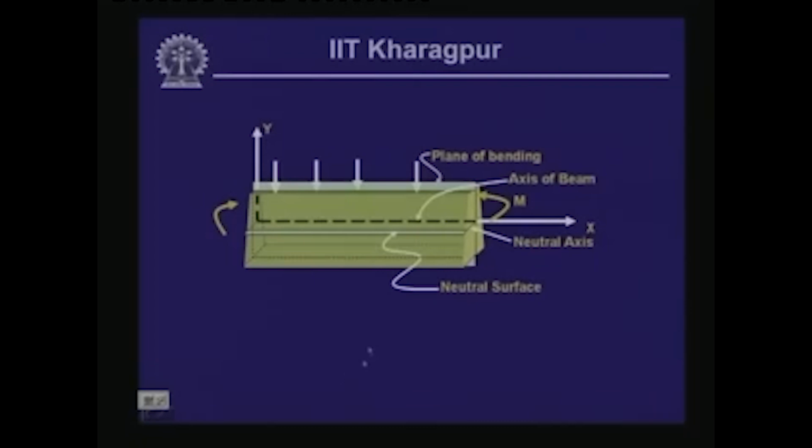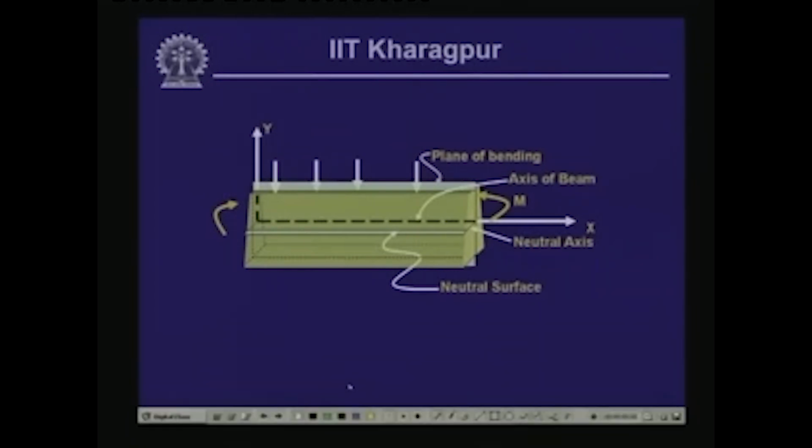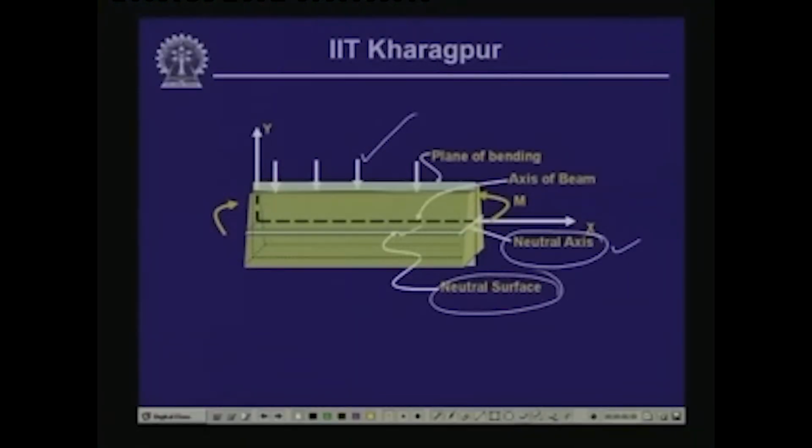Now, this is the diagram we finally get for the segment of the beam. As we have seen, this is the plane of bending along which the load acts. This particular axis along which the stress is 0, we call the neutral axis, and if we plot this neutral axis for each cross section, we get a surface which we call the neutral surface. This is the neutral surface of the beam plotted over here. So, this is the axis of the beam and this is the neutral axis of the cross section.